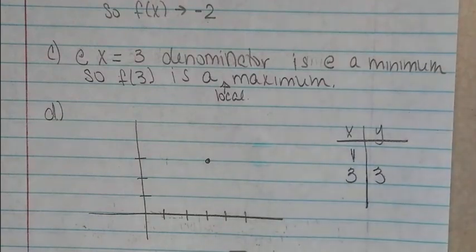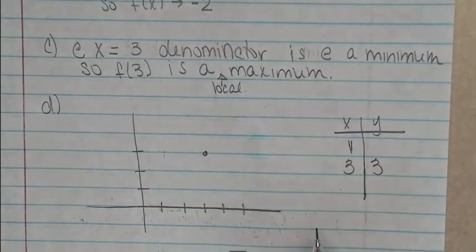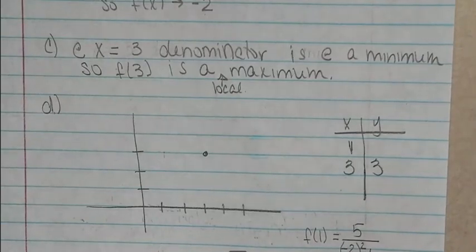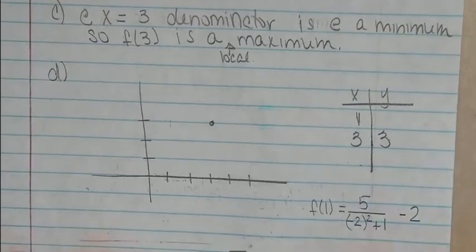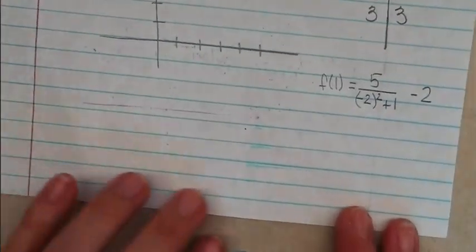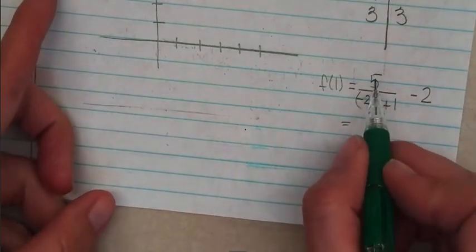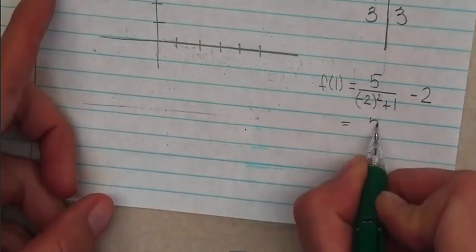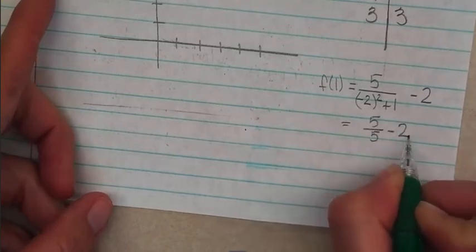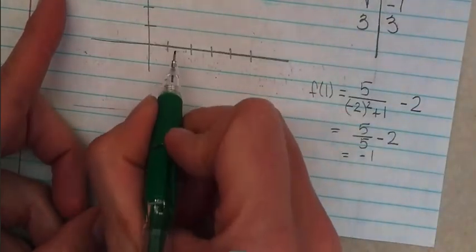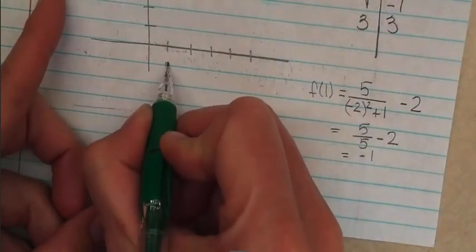How about if I do 1? So f of 1 is 5 over, 1 minus 3 is negative 2, I'll square that, plus 1, minus 2. I'm just picking arbitrary points here, but ones that are easy for me to do. This gives me 5 divided by 5 minus 2. So that's 1 minus 2, which is negative 1. So at 1, I'm down to negative 1.